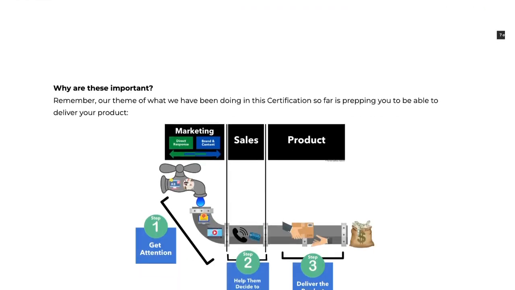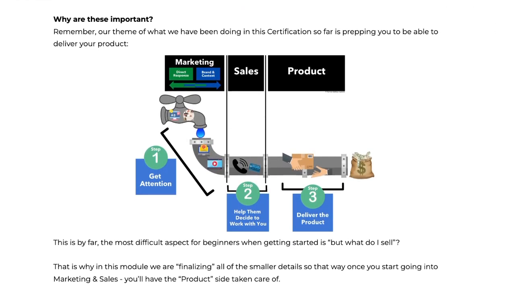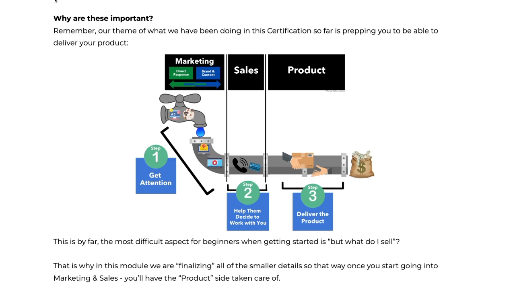The reason why any of what it is that we're talking about inside of this training is important is because you have to remember the theme of what it is that we are doing so far inside of the certification process, right? The certification process, which is pretty much the first half of this entire program, is all about getting you set up with the product side of things, okay? Why do we go ahead and prioritize that in the very beginning? The reason is because for most amateur newbie beginners who are just getting started out, the biggest question that they might have is, what do I sell?